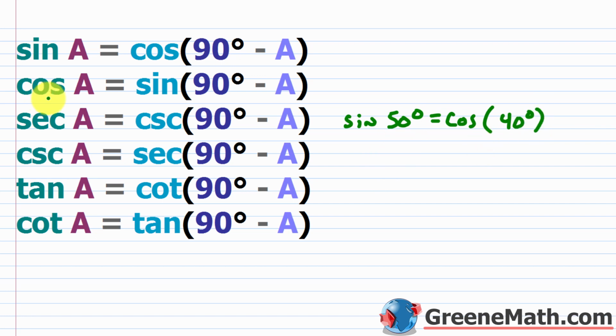Same deal with cosine of A and sine of 90 degrees minus A, secant of A and cosecant of 90 degrees minus A, so on and so forth. You can copy these down.